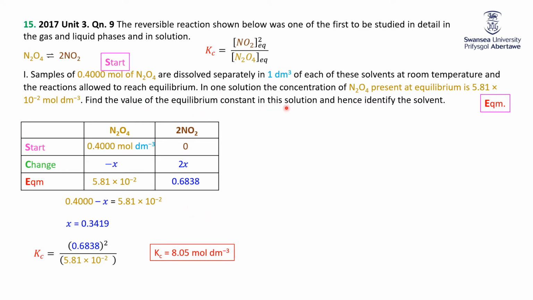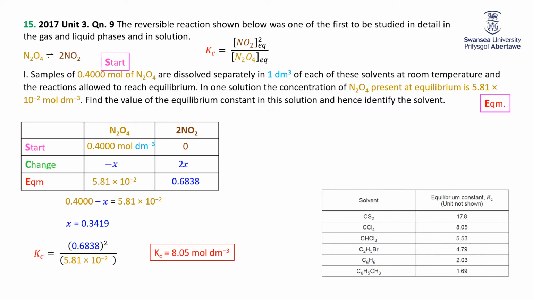Now that's the value of the equilibrium constant. The question also presented a list of solvents and what the equilibrium constant value was in each of those solvents. So which solvent corresponds to our equilibrium constant value? Carbon tetrachloride, CCl4.